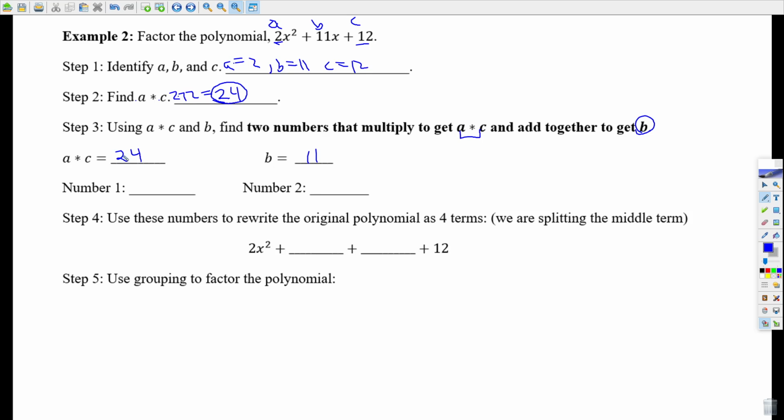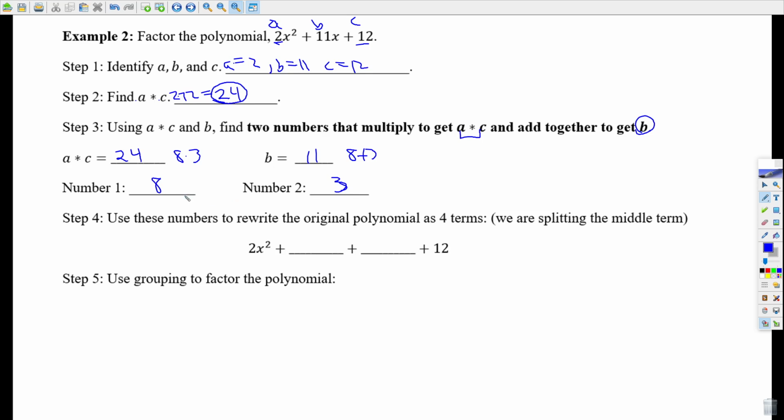Well, what do we have for 24? You have 2 and 12. That's not 11. You have 6 and 4. That's 10. Close, not 11. 24 and 1, definitely not. And we also have, I think the one that will work is 8 and 3. 8 times 3, 8 plus 3. So the two numbers that we have are 8 and 3.